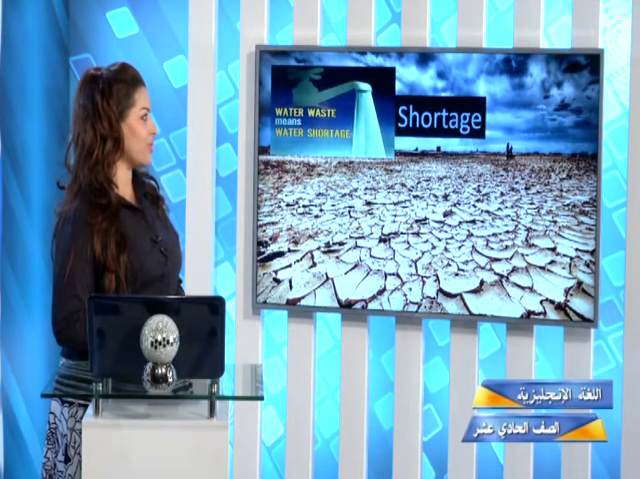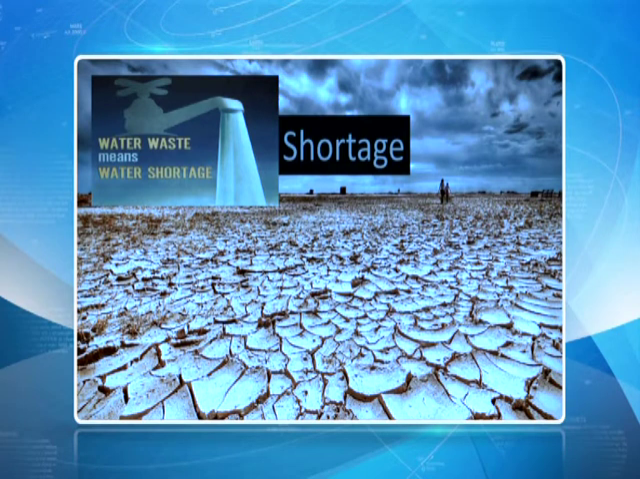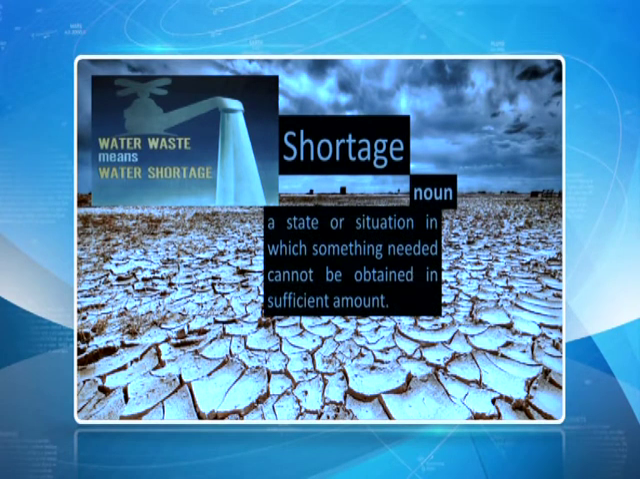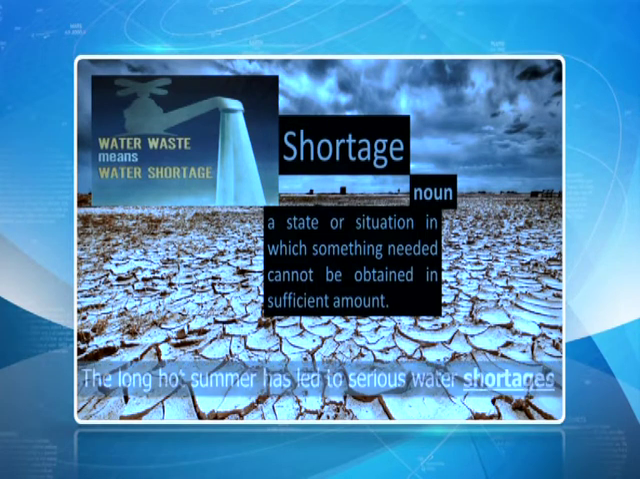What is this picture? It's a land which is very dry, water waste, which means water shortage. What is shortage? It shows that it doesn't have any water, right? Shortage is a noun. It's a state or situation in which something needed cannot be obtained in sufficient amount. For example, the long, hot summer has led to serious water shortages. Let's repeat the word together. Shortage. Shortage.